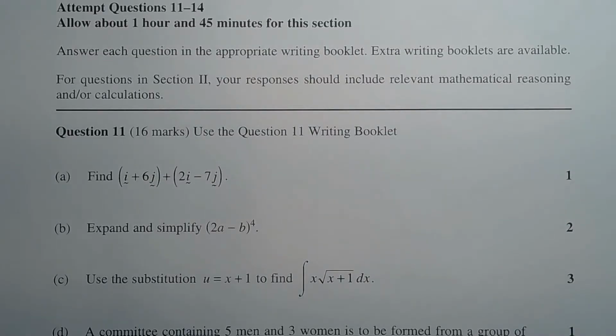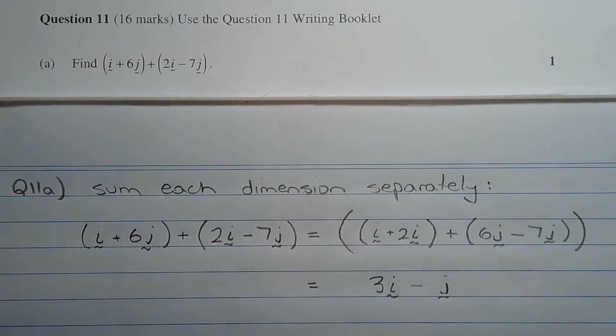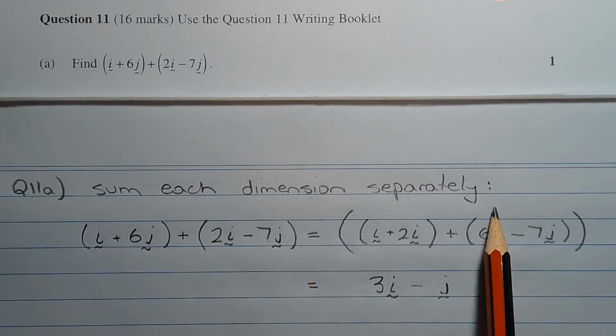Question 11a. Find the sum of the vectors i plus 6j and 2i minus 7j. Adding 2 vectors expressed in component form can be done by summing each component separately. The first vector is i plus 6j, so that's 1 unit to the right and 6 units up, plus the second vector, which is 2 units to the right and 7 units down. So adding each component separately, we have i plus 2i, which is 3i, and we have 6j minus 7j, so 6 units up, 7 units down, which is negative 1j, or just negative j. So the sum of the 2 vectors is 3i minus j.